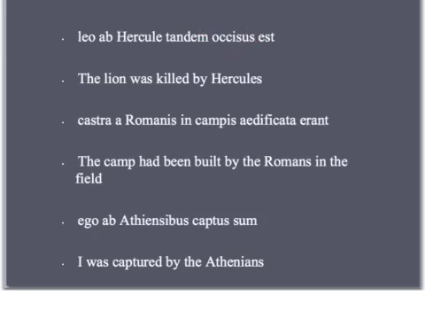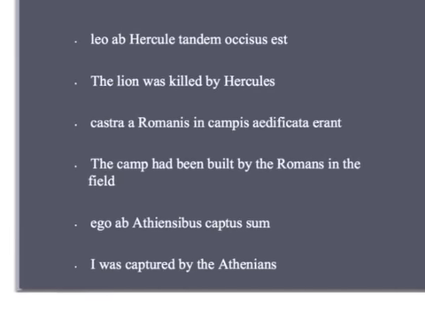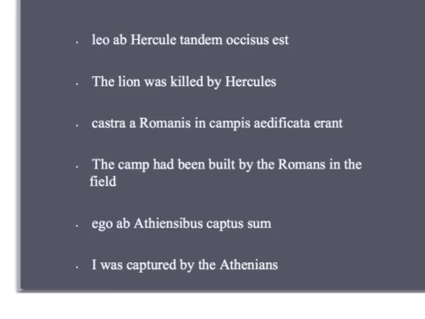The next one. Castra a Romanis in campis aedificata erant. That next bit then, telling us that we are dealing with aedificata erant. It is the imperfect form of sum, which means that it's pluperfect passive. Perfect passive participle aedificata, followed by the imperfect form of sum, means that it's pluperfect passive. The camp had been built by the Romans on the fields.